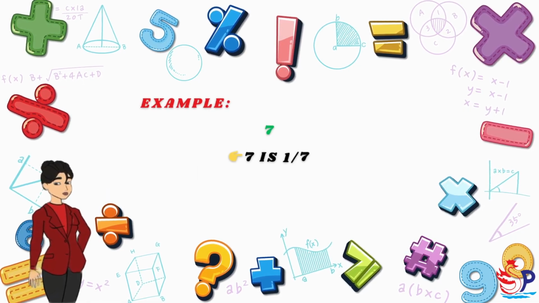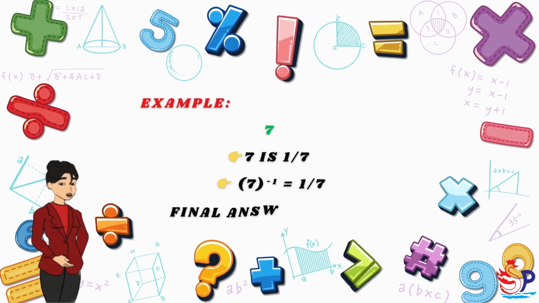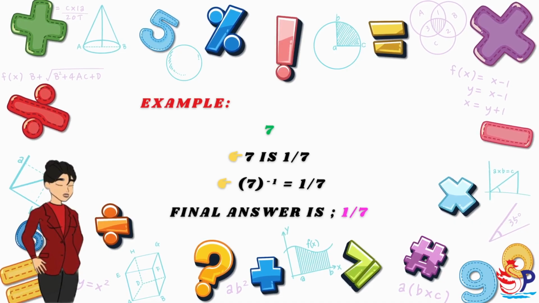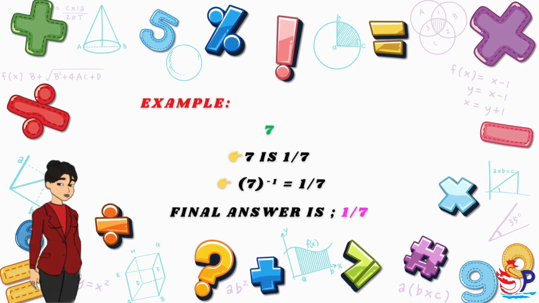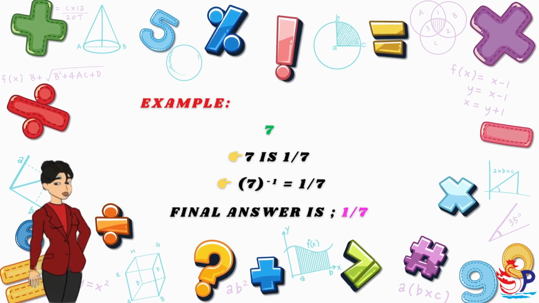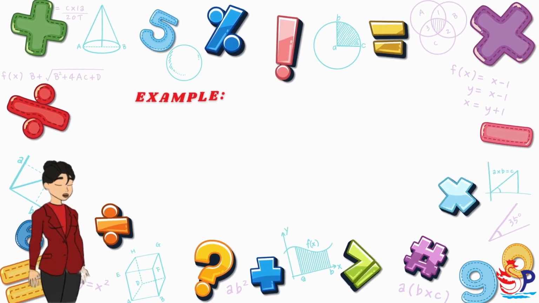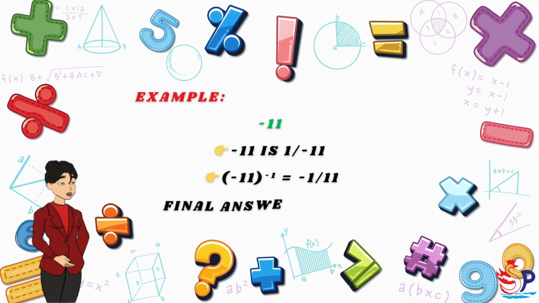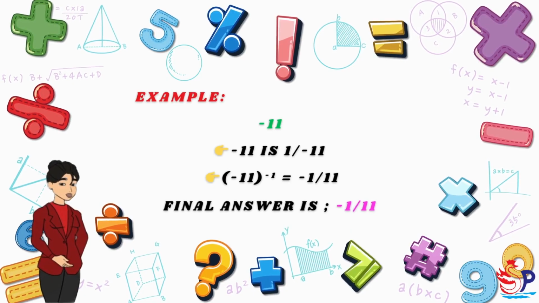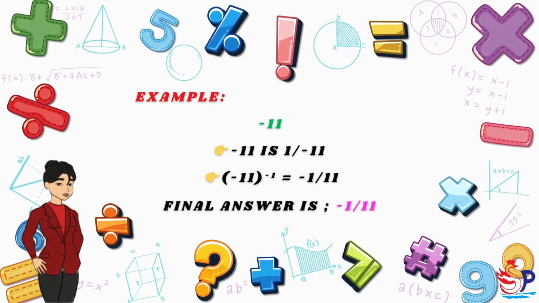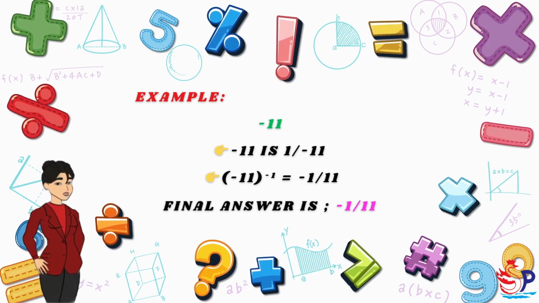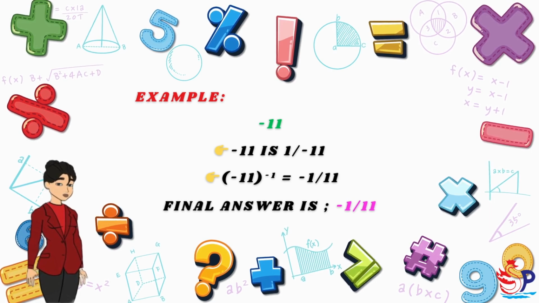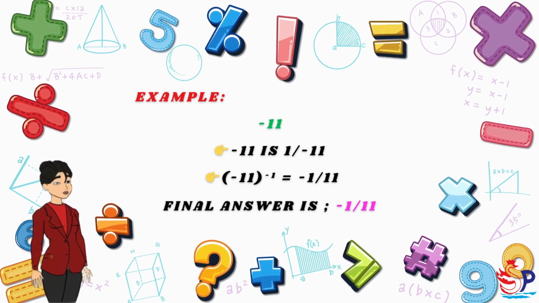Example: reciprocal of 7. Reciprocal of 7 is 1/7. 7 to the power minus 1 is equal to 1/7. Final answer is 1/7. Next, reciprocal of minus 11. Reciprocal of minus 11 is 1 by minus 11. Minus 11 to the power minus 1 is equal to minus 1/11. Final answer is minus 1/11.